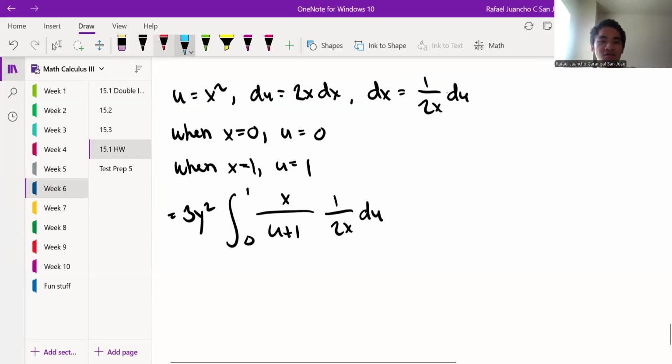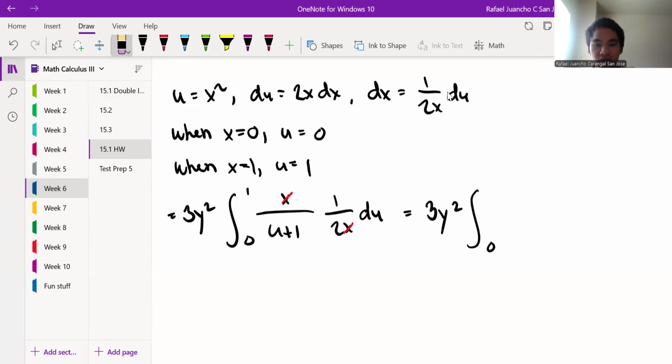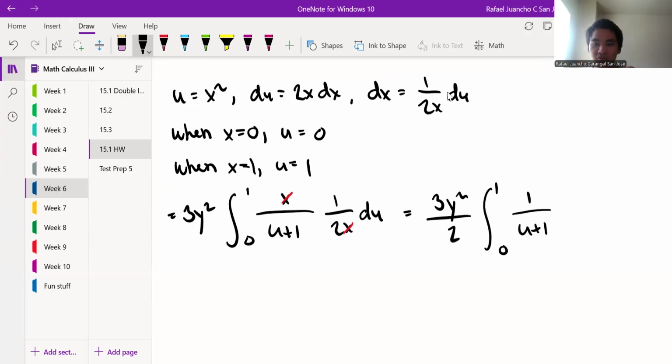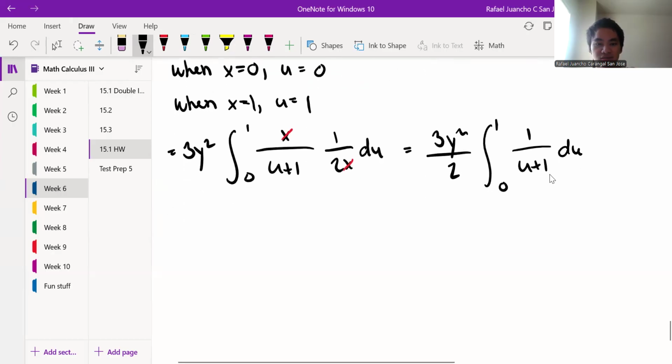And then we get to cancel this idea, right? So we can say this works. We have 3y squared. Oh, I get to put the 1/2 here, actually. So I do 3y squared divided by 2, 0, 1. This is 1 over u plus 1 du. And now I can integrate this nice and easy.